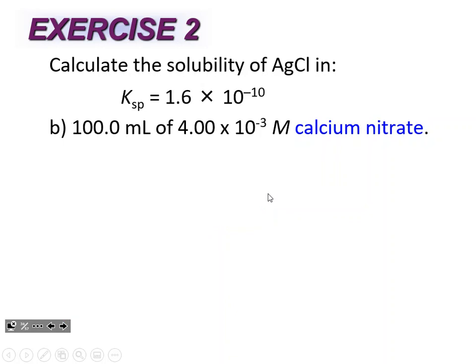Now part B. Since we had a little bit of a recap here, hopefully this will seem pretty obvious to you. How do we calculate the molar solubility of silver chloride in 100 milliliters of 4 times 10 to the minus 3 calcium nitrate solution? Where do I begin here? What should I start with?